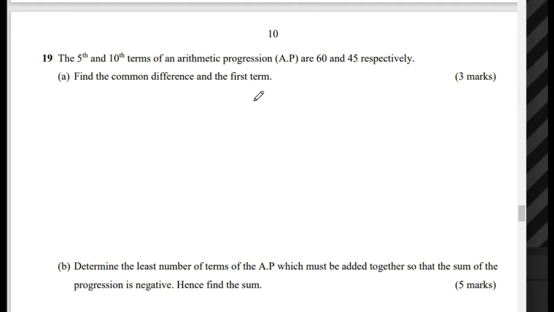Number 19 is sequence and series. This is a topic that you must work hard to understand because it never misses and it will not miss. So rest assured that this one is there. So just make an attempt to get this D and then answer this other question.